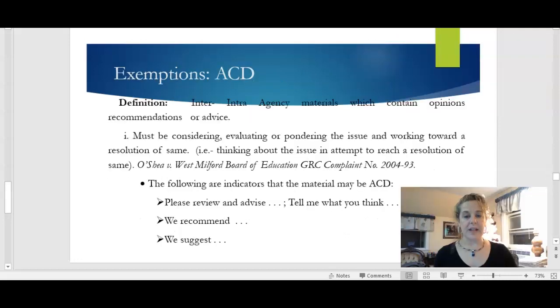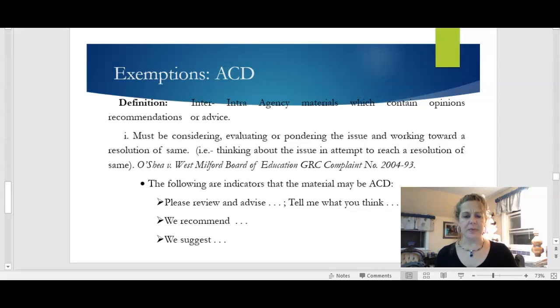To the extent that a definition can be hobbled together, it is again inter or intra-agency materials which contain opinions, recommendations, or advice. And to be subject to an exemption, the document must demonstrate that some decision was being considered, evaluated, or pondered. For a definition, you can look to O'Shea versus West Milford Board of Education. The citation is on the slide.